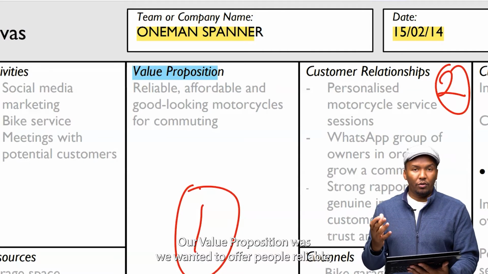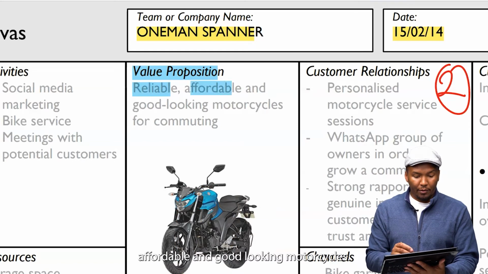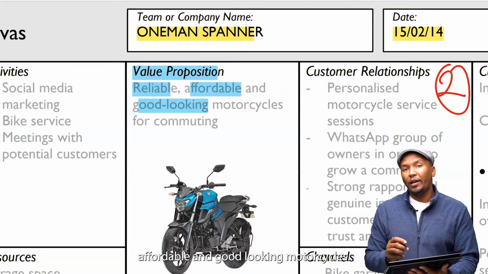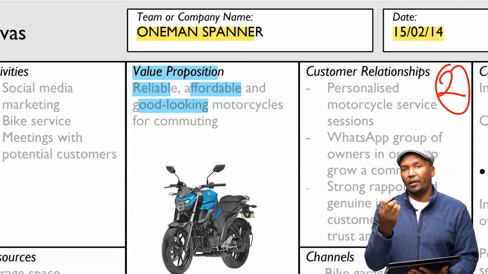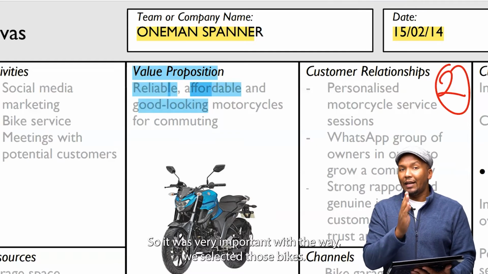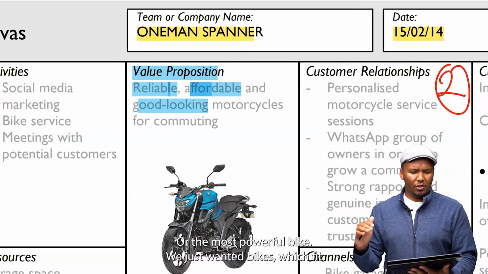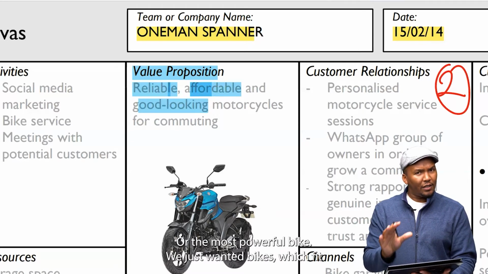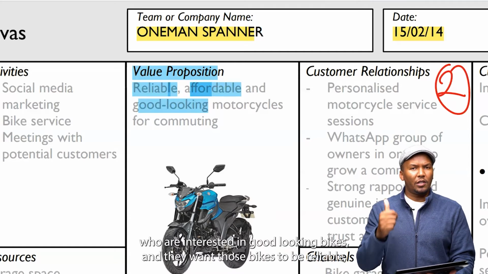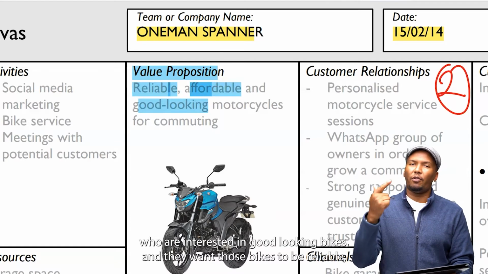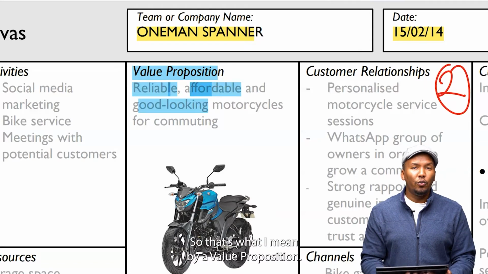Our value proposition was we wanted to offer people reliable, affordable, and good-looking motorcycles. That was a very important thing, the way the motorcycles looked. So it was very important with the way we selected those bikes. We didn't select the most expensive bike or the most powerful bike. We just wanted bikes which fit within that value proposition, because we knew there are people who are interested in good-looking bikes, and they want those bikes to be reliable, and they want those bikes to be relatively affordable. So that's what I mean by a value proposition.